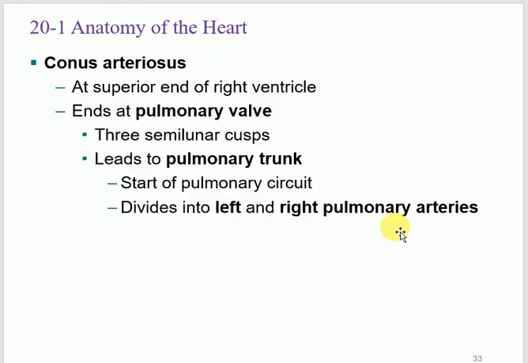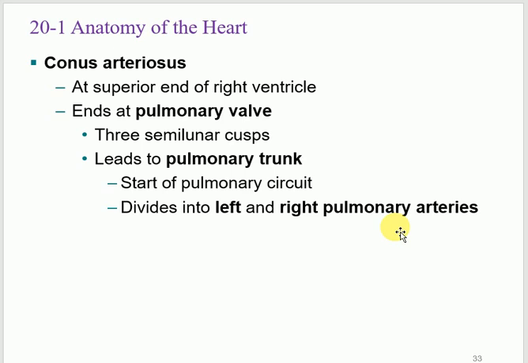Conus arteriosus. What's the conus arteriosus? The conus arteriosus leads to the pulmonary trunk. Where does the pulmonary trunk arise from? From which chamber? Right or left? Right ventricle. It comes from the right ventricle. Do we all remember this? Pulmonary trunk from the right ventricle, and then it divides into the two arteries.